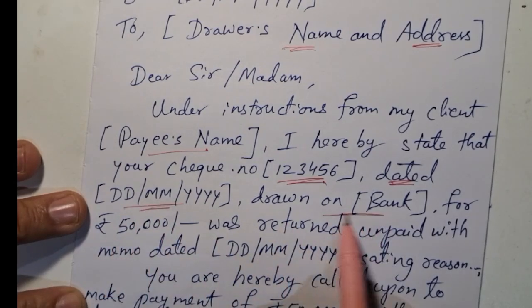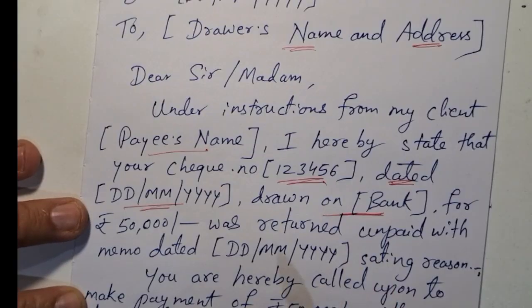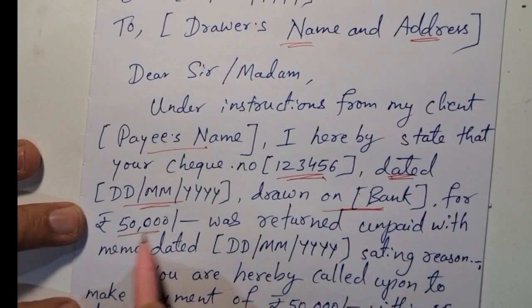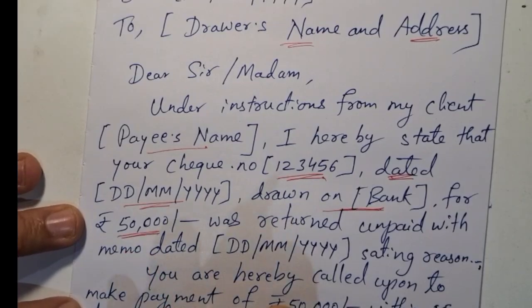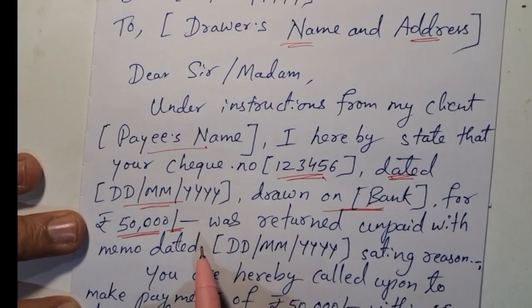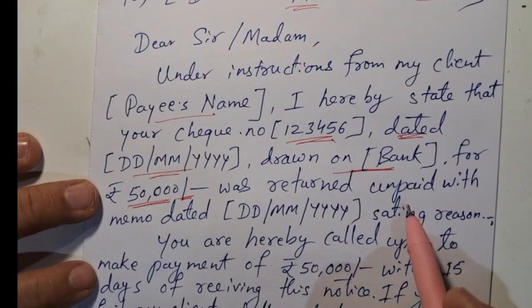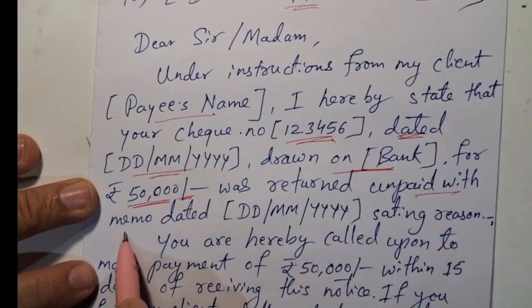Which is drawn on the bank. Make sure to write the bank from which the drawer has issued the check, and make sure to write the amount only which is written on the check. Kindly do not include any additions to this amount. We are just asking to make the payment of the amount which is mentioned on the check. Again, this was returned unpaid with the return memo.